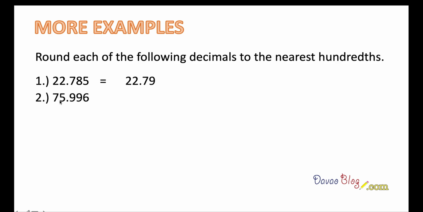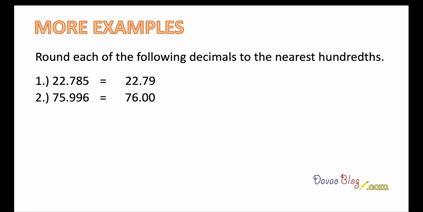Okay, let's proceed. So the given is 75.996. So how do we round this off to the nearest hundredths? So we know from the decimal, we have tenths, hundredths. Okay, what's the number after the hundredths? To the right, it's 6. So when it's 6, we add 1. Now if we add 1, our number here, 99, will become 100. So how are we going to write it? This will become 0, 0, and we add the 1 to the whole number. So the answer is 76.00. Okay, hopefully you're able to follow it.